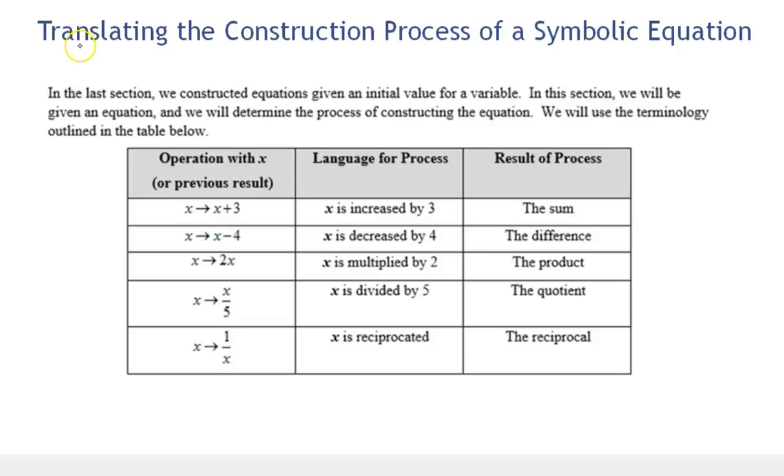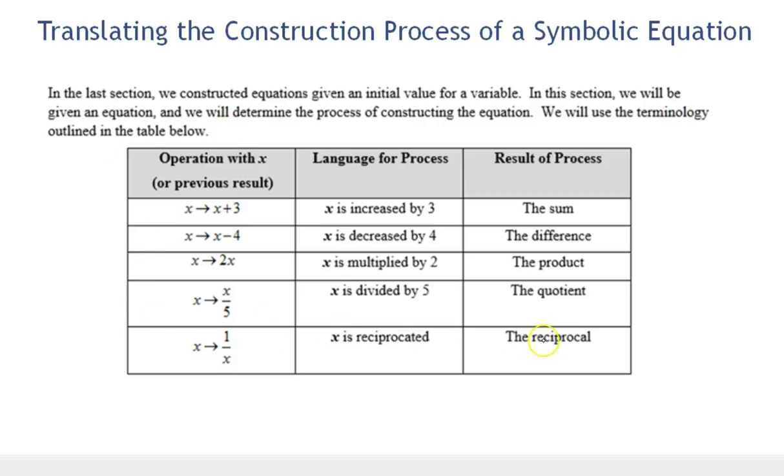In this video, we're going to learn to translate the construction process of a symbolic equation. In the last section, we constructed equations given an initial value for a variable. In this section, we will be given an equation and we will determine the process of constructing the equation. We will use the terminology outlined in the table below.